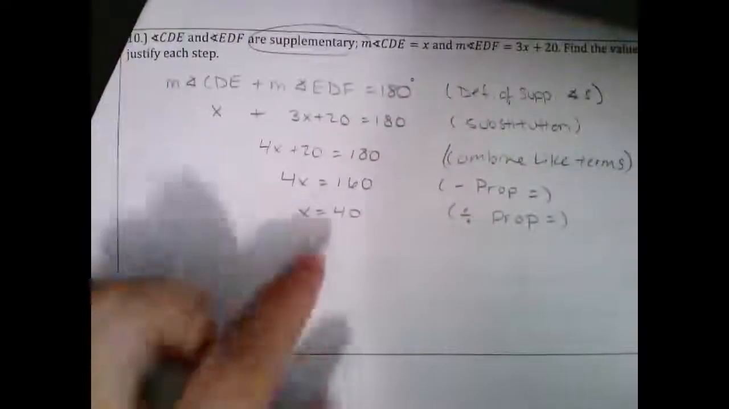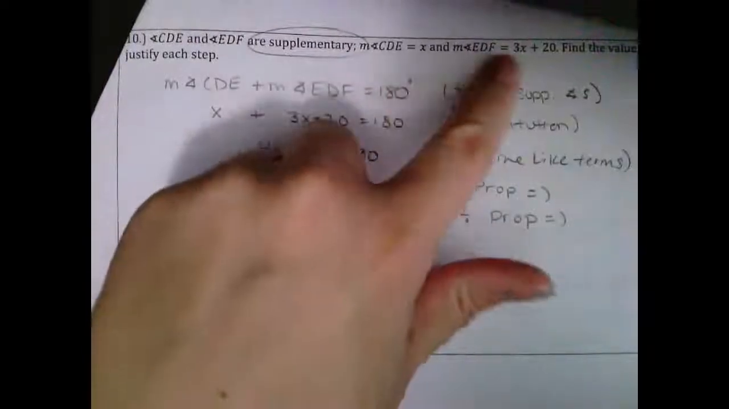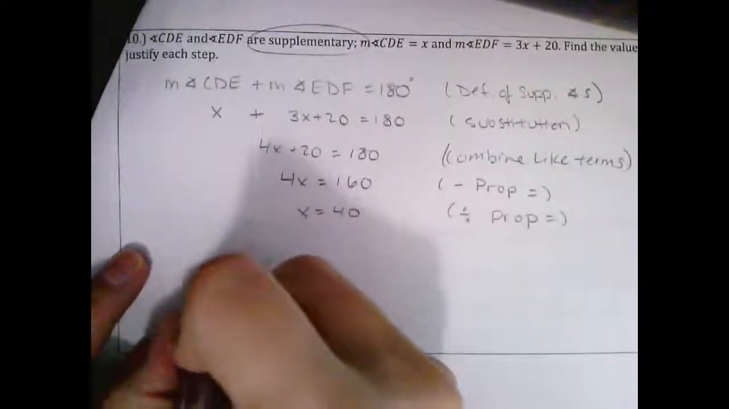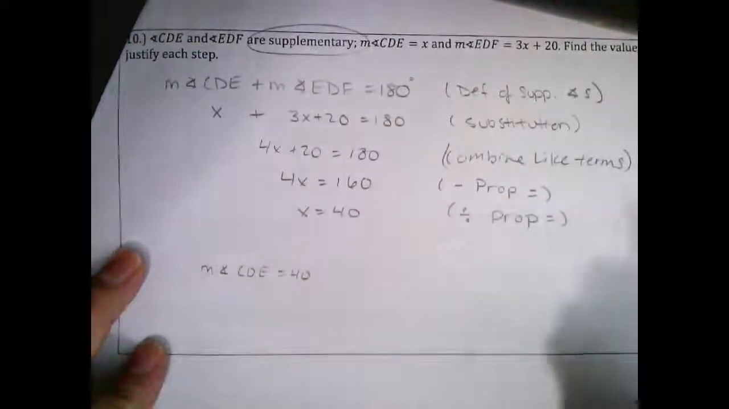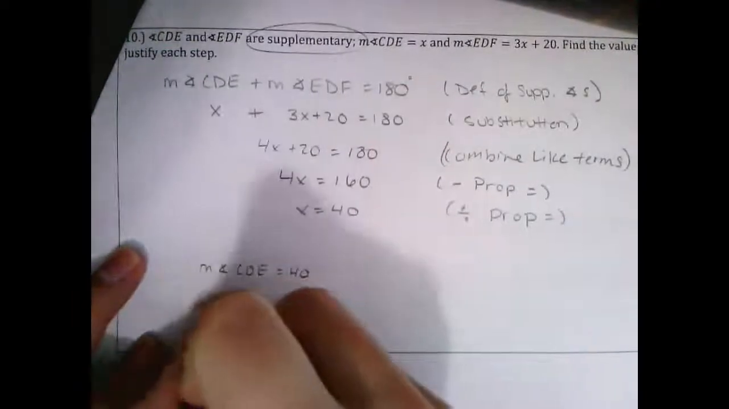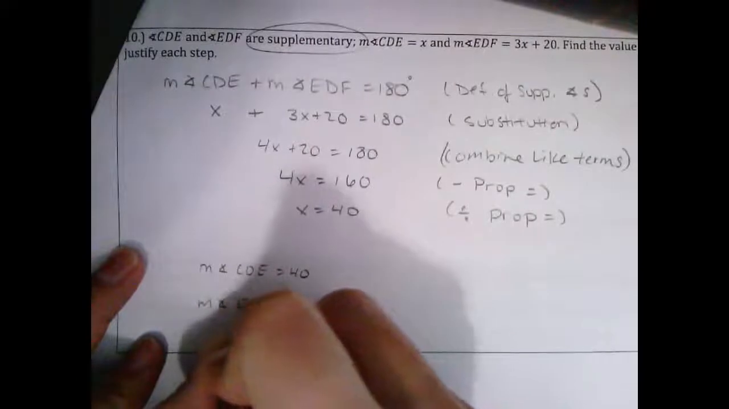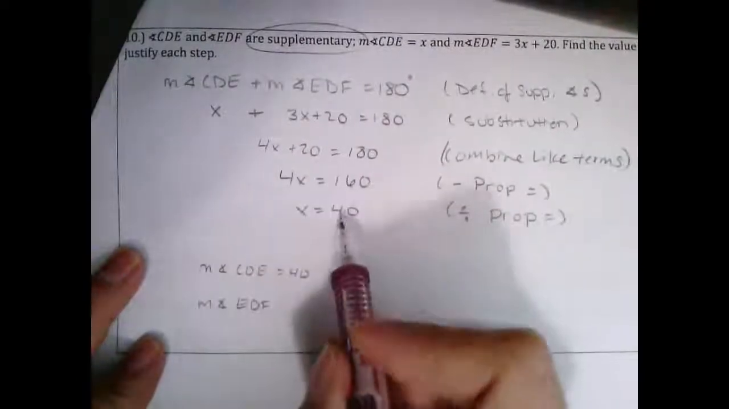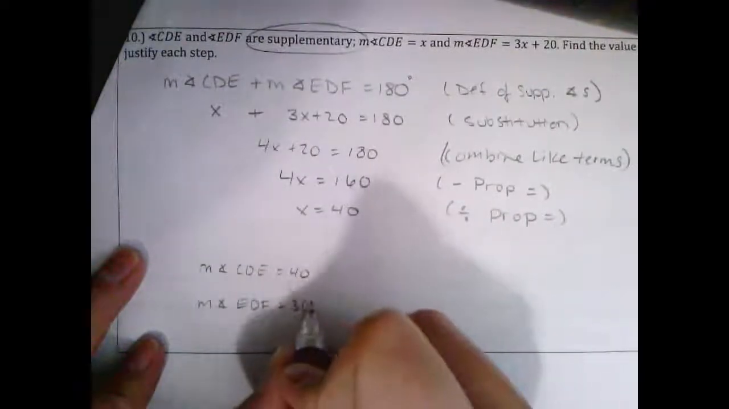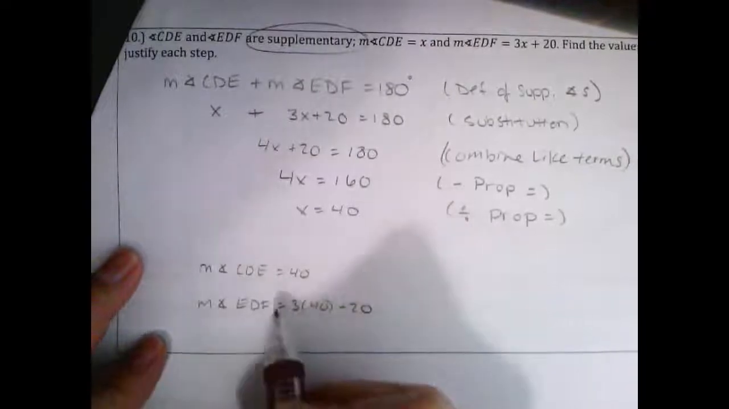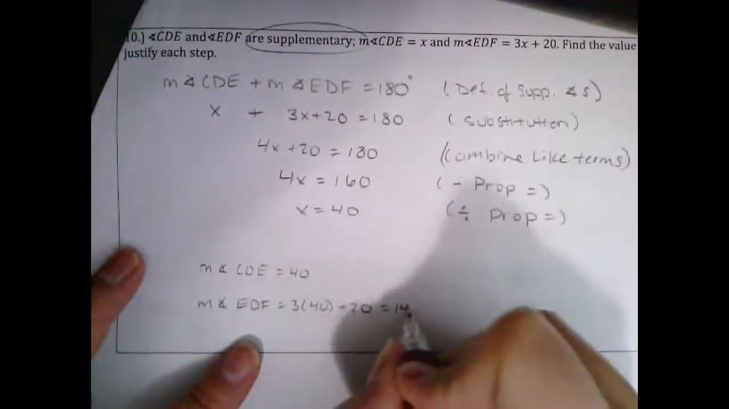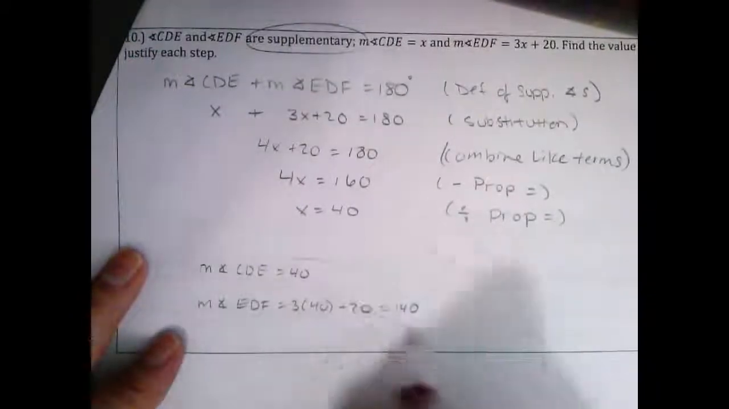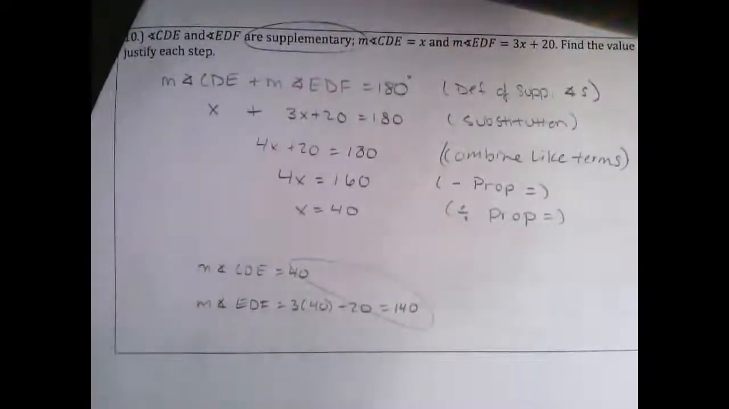And then again, you should be able to take 40 and plug it back in. So let's do that real quick. So measure of CDE, if you plug that into x, you just get 40. If you plug in 40 into EDF, you get 3 times 40, which is 120, plus 20 is 140. So you just want to make sure that these are supplementary, and they are. So that's good. That means you did it correctly.